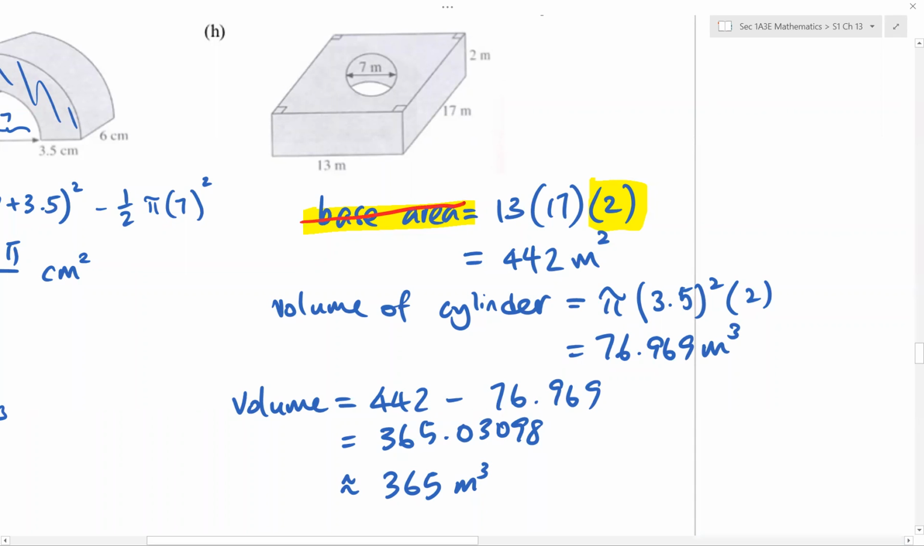This is not the base area. This is volume of cuboid. And then everything else will be correct. Okay? But why is it that out of 3 students, only 1 started off with base area? That is how I'm teaching you. Base area. Let's find the base area first.